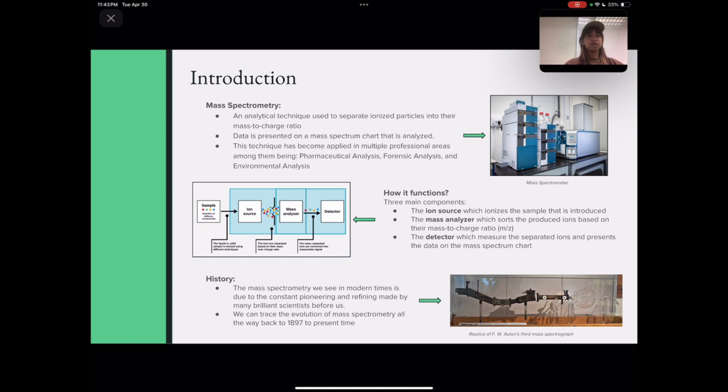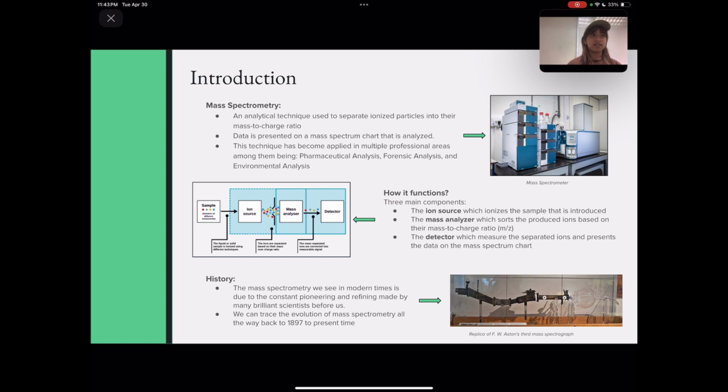Introducing the mass spectrometer, this is an analytical technique used to separate ionized particles to predict their mass-to-charge ratio. The data is then presented in a chart that can be analyzed by different communities, used for pharmaceutical analysis, forensic analysis, and environmental analysis, as used in communities for us as physicists, biologists, or even chemists, or any other fields.